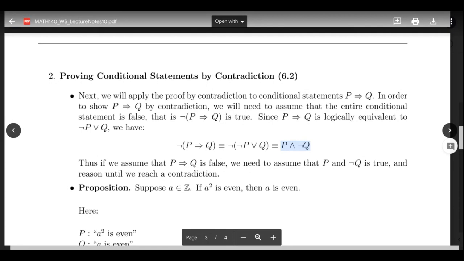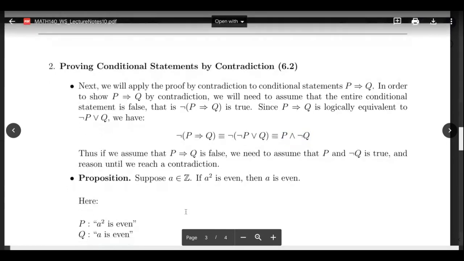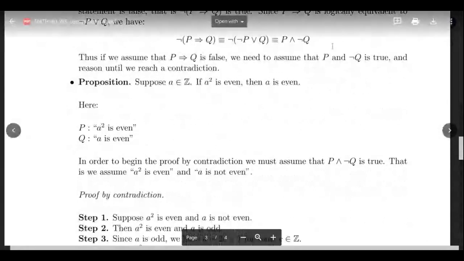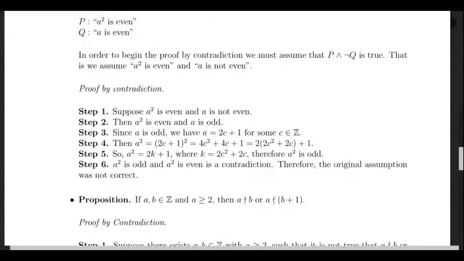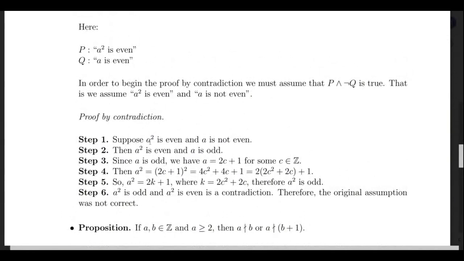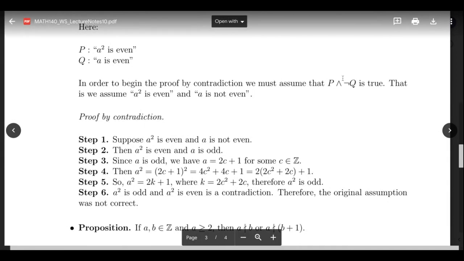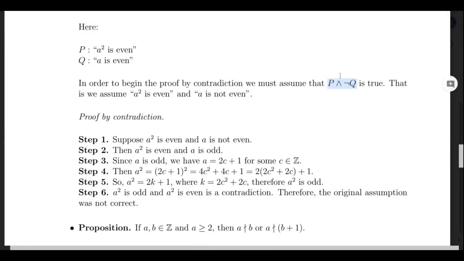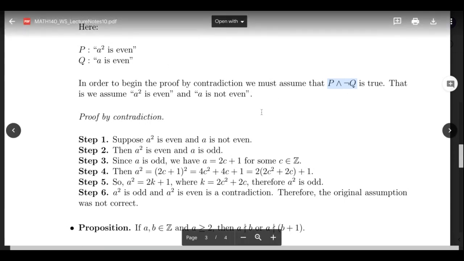Yes, Moises. The not outside has to be distributed to any part of the statements. That's right, you're right. Because we're negating the whole thing. We're negating everything. Okay, so to prove this, we assume A squared is even and A is not even, right? Just this, remember this. This is the equivalent statement to negating the whole statement.